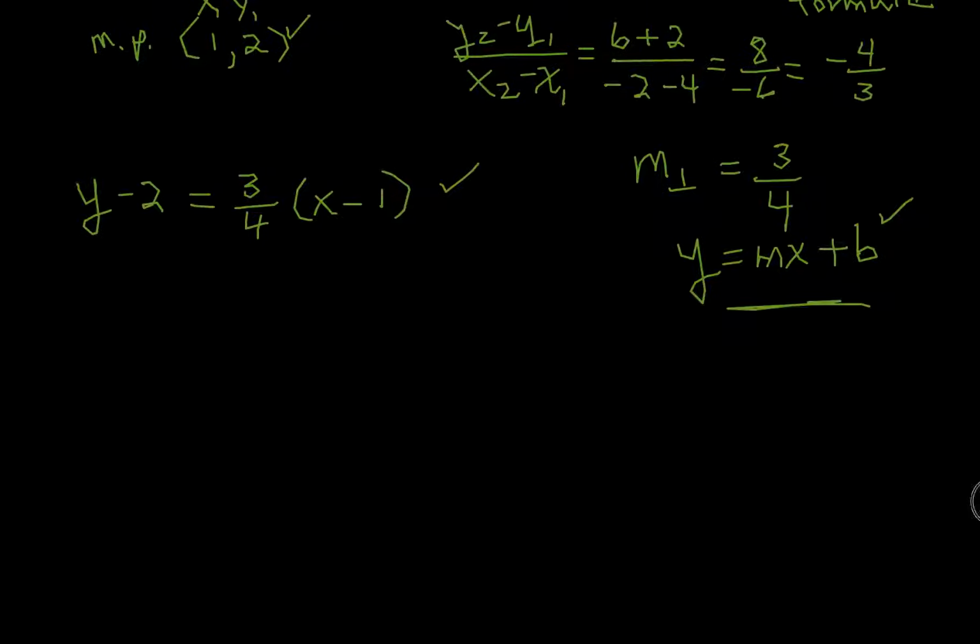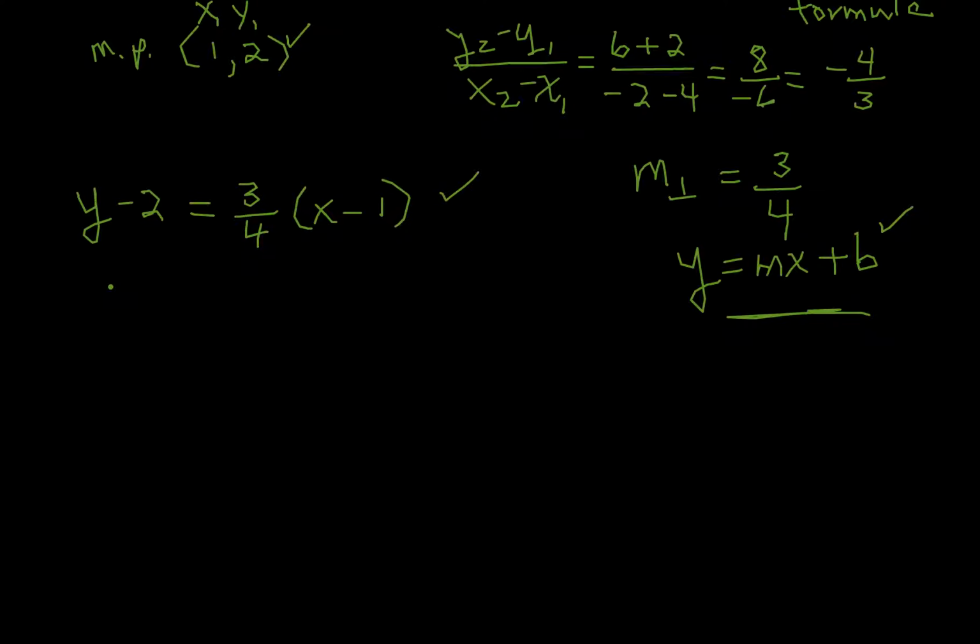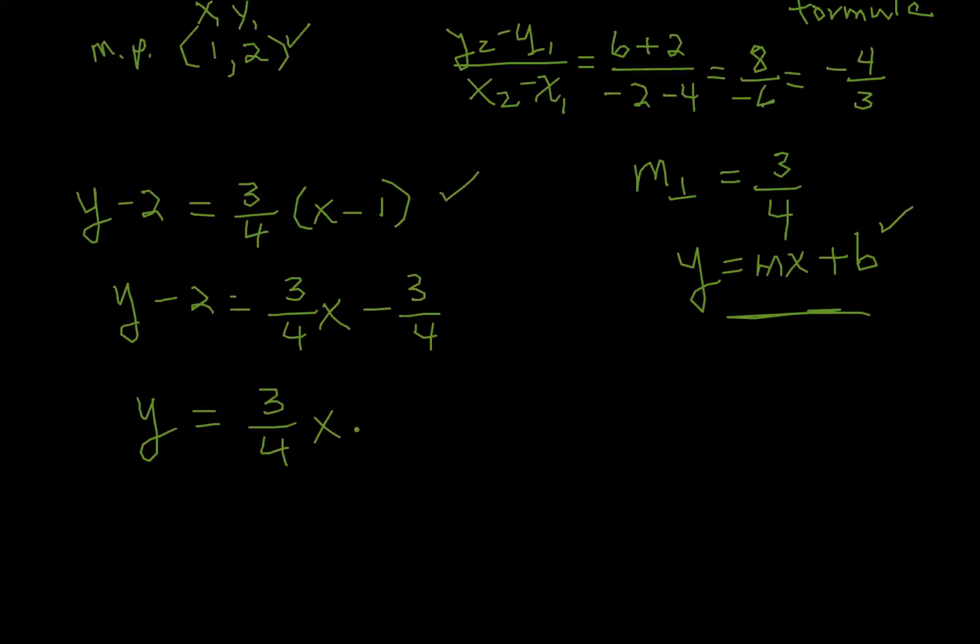I don't know why. Okay, so then you just distribute it through, so you get y minus 2 equals 3/4 x minus 3/4, and then you add 2 to both sides, so you get y equals 3/4 x. I'm going to add 8/4 to both sides, because it's the same as 2, so it's going to be plus 5/4.